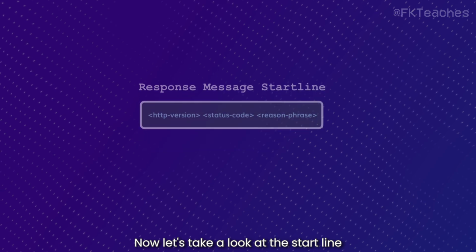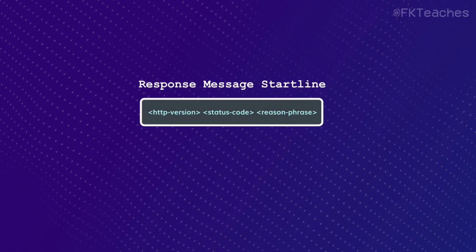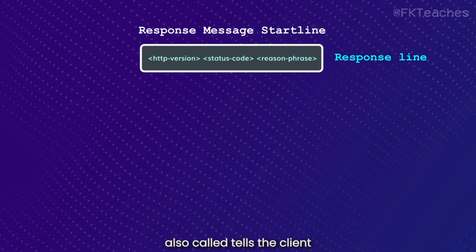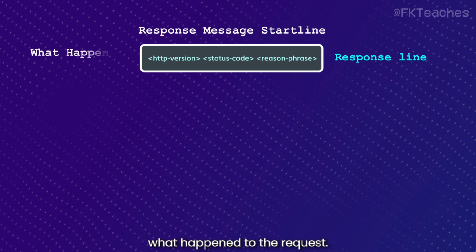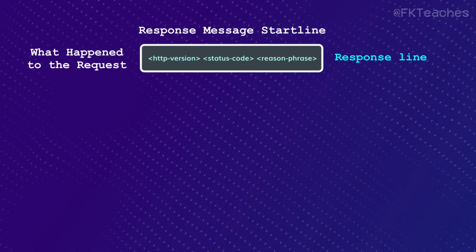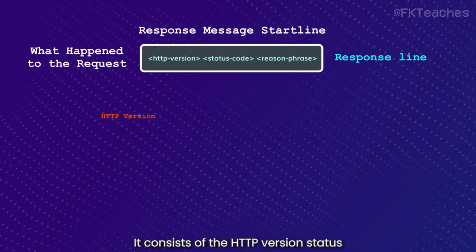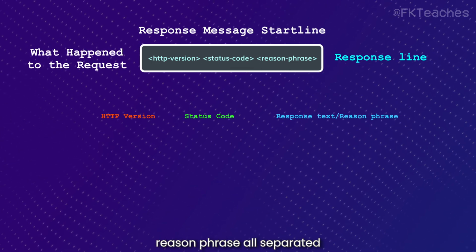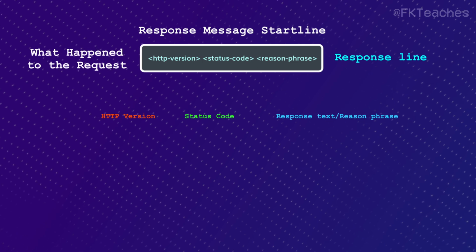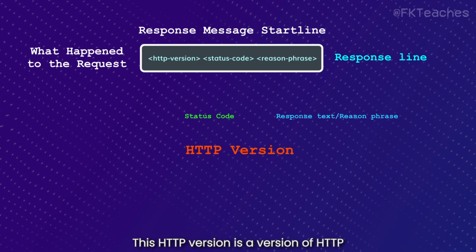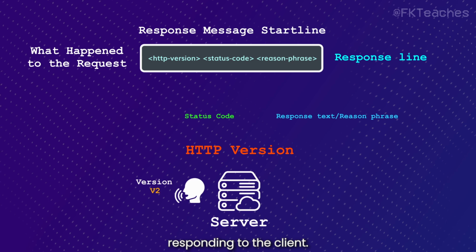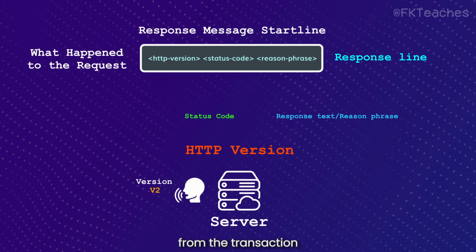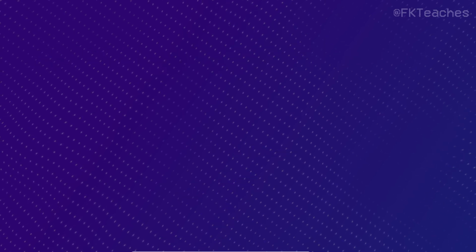Now let's take a look at the start line for a response message. The start line for a response message, or response line as it is also called, tells a client what happened to the request. It consists of the HTTP version, a status code, and response text or reason phrase, all separated by white space. This HTTP version is a version of HTTP spoken by the server in responding to the client. This is often the negotiated HTTP version from the transaction between these two entities.